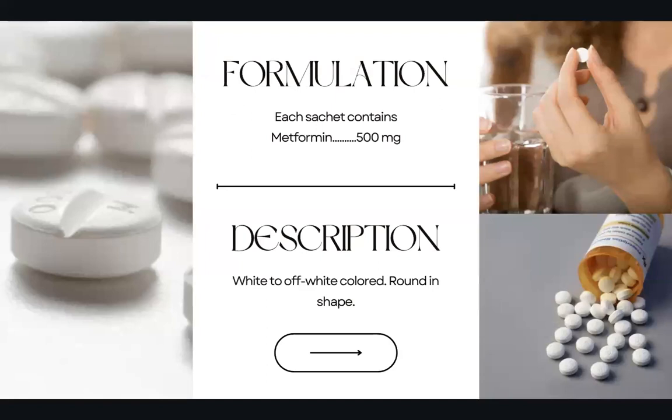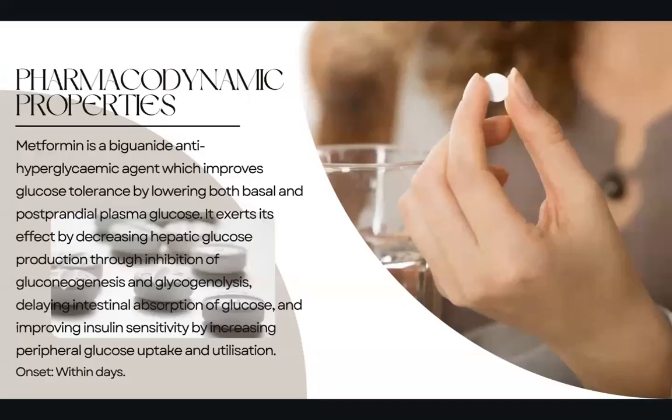As for the formulation, each sachet contains metformin 500 milligrams. And for the description, it is white to off-white colored and round in shape. Now, let's proceed to the pharmacodynamic properties. Metformin is a biguanide antihyperglycemic agent which improves glucose tolerance by lowering both basal and postprandial plasma glucose.